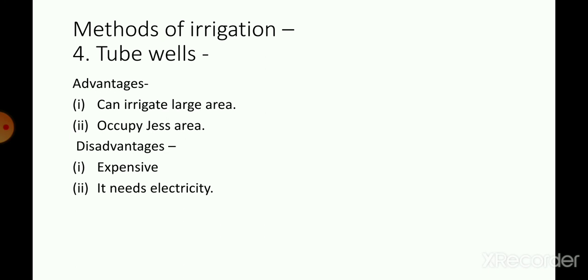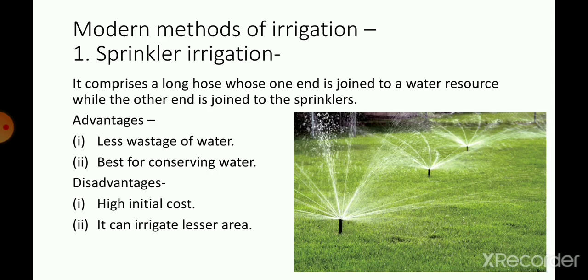This is the end of common methods of irrigation. Now, modern methods of irrigation. In modern methods of irrigation, the first type method is sprinkle irrigation. We commonly see this type of irrigation in parks. Okay, what do you mean by sprinkle irrigation? It comprises a long hose whose one end is joined to the water resource while the other end is joined to the sprinklers.